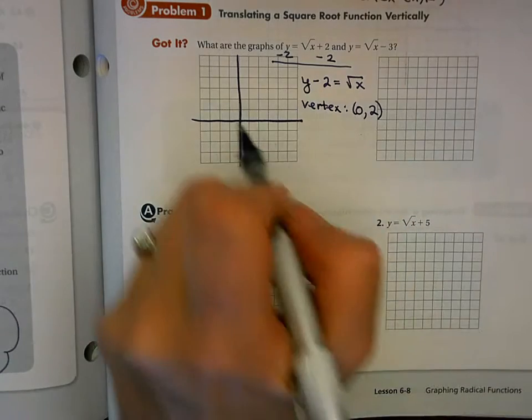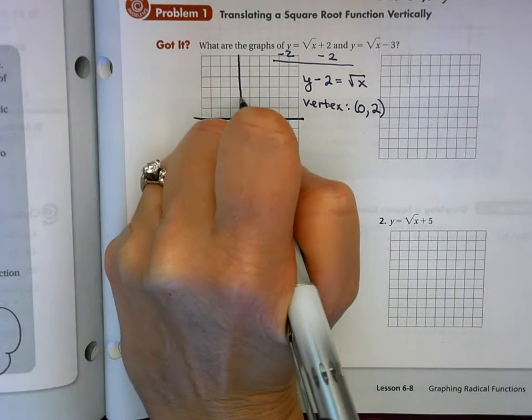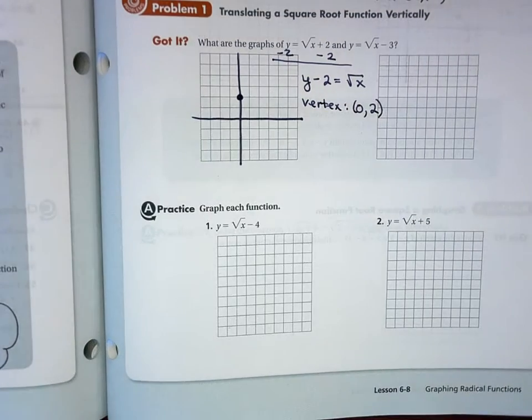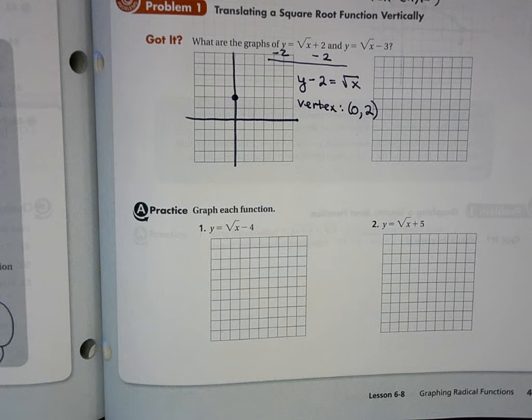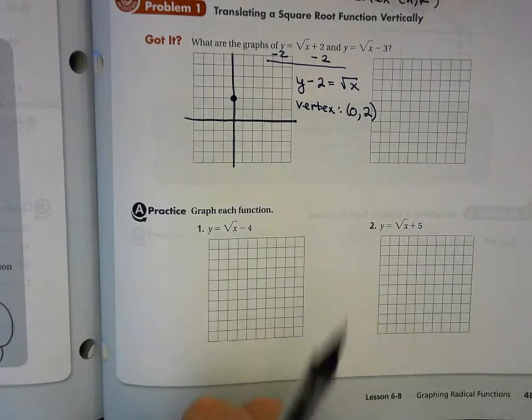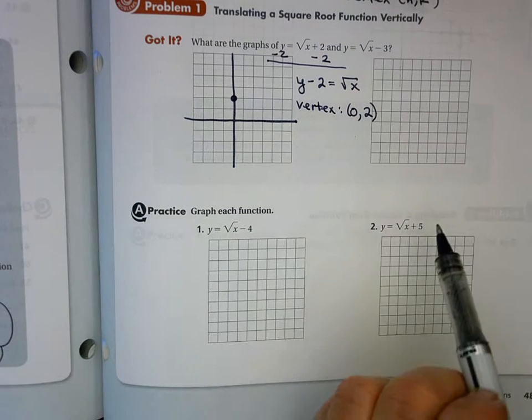Okay, and then I'm going to plot my vertex, so over 0, up 2. And then I need to plot additional points. Like, I can't just plot 1 point and then call it good. So I always want 3 points plotted, a vertex plus 2 more. So when we graph these, when we do the vertex plus 2 more, that's always a requirement.